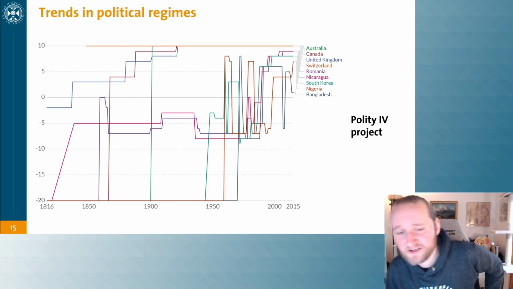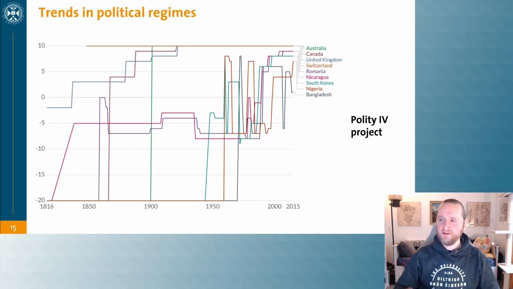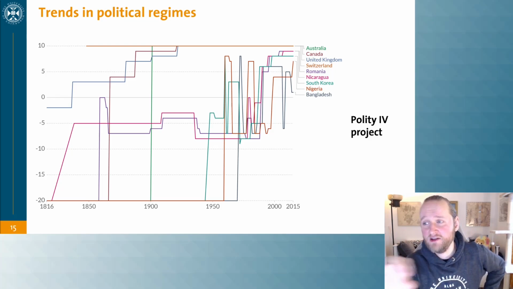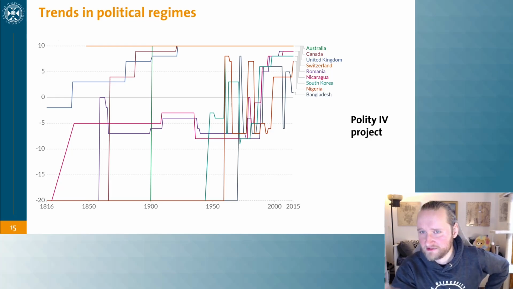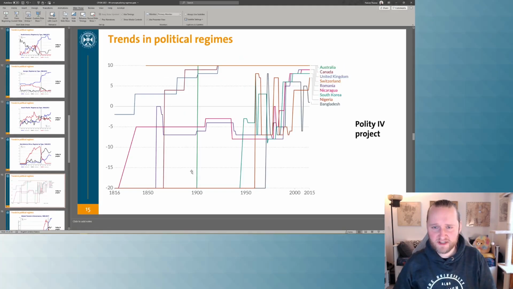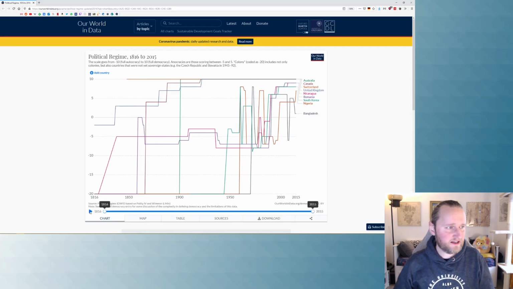Just to show this in a slightly different way, if you graph this from 1816 to 2015, you can see that countries tend to rarely stay in one category forever. Shout out to Switzerland here, that's been at the top forever. But other countries can see quite a bit of movement. Maybe I can illustrate this a little bit by showing you this as an animated graph.